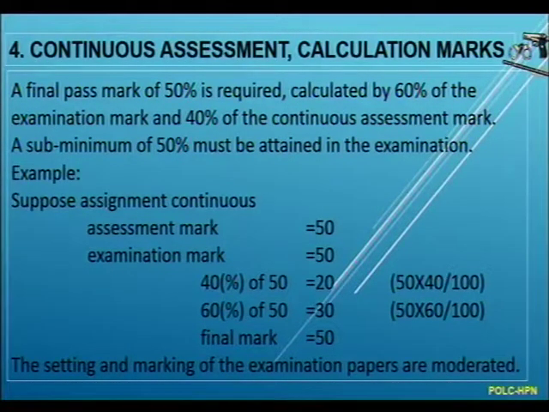For example, if you look at the slide, suppose your assignment continuous assessment mark is 50. Your examination is also 50. That would be calculated as 40% of 50, which is 20. It's 50 times 40 over 100. And then 60% of 50 equals 30, calculated as 50 times 60 divided by 100. The final mark then would be 50 marks. The setting and marking of the examination papers are moderated.